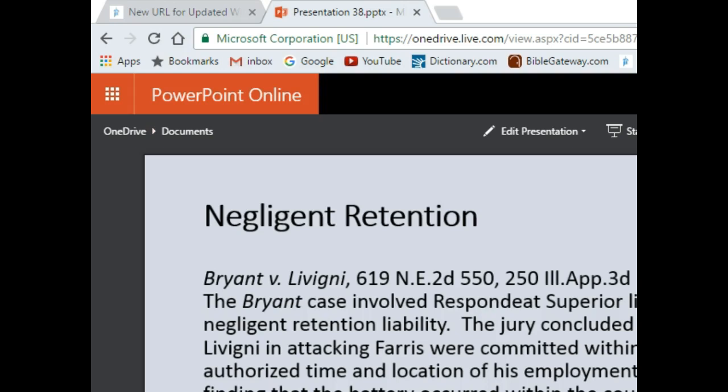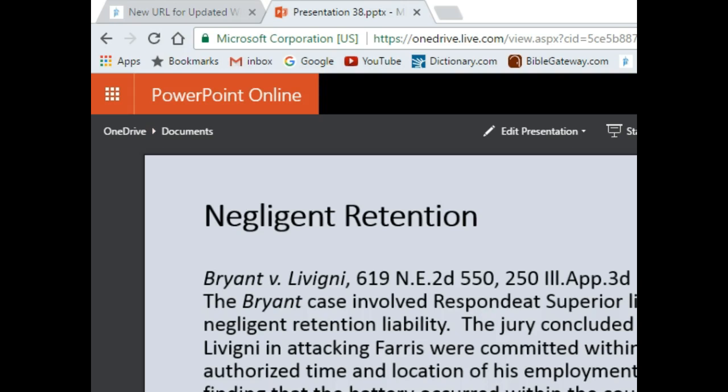Here's another example of a leading case from Illinois that ends up being reported in this national case law book that Professor Twomey has put together. Let's look at the Bryant versus Lavigne case. In that case, I want you to read that case very carefully, very closely, because there are many facts which lead to the jury's conclusions accordingly.